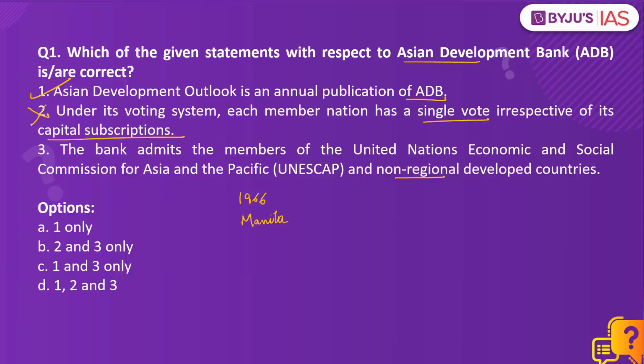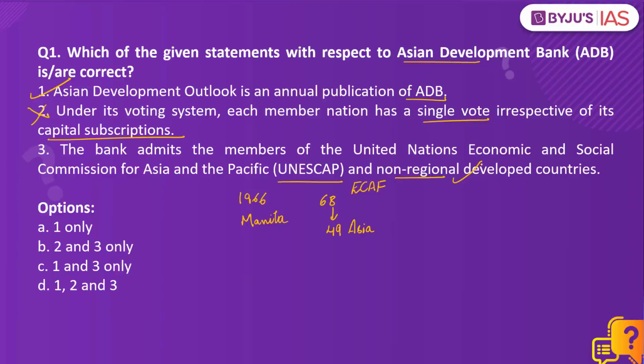Moving on to the membership. Who can become the members of this bank? At present, ADB has 68 members, out of which 49 are from Asia. The membership to this bank is open to the members of UN-ESCAP, which was formerly known as Economic Commission for Asia and the Far East, or ECAFE. Non-regional developed countries can also become members of this bank.